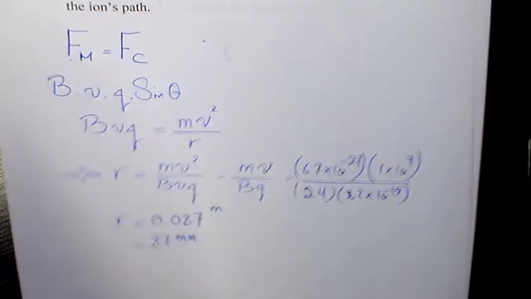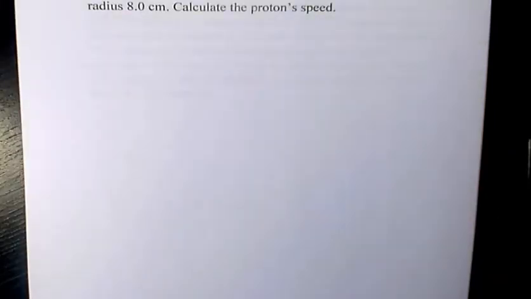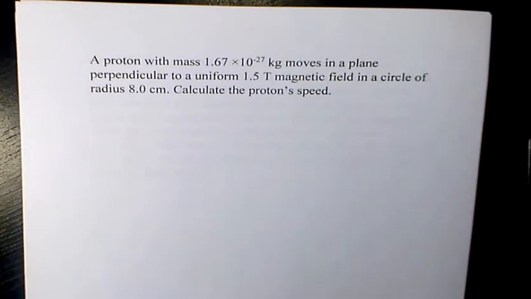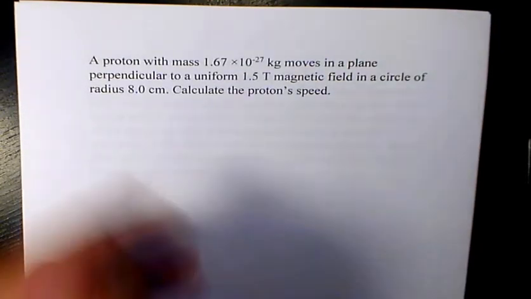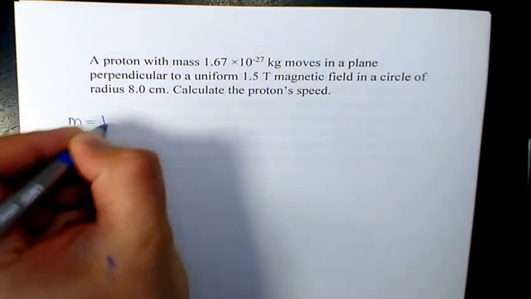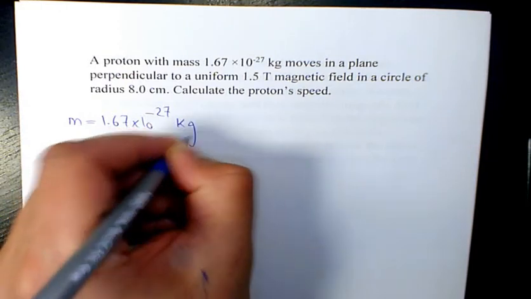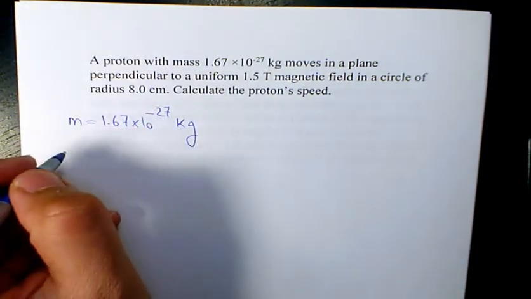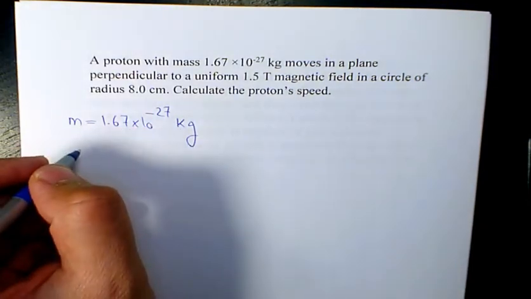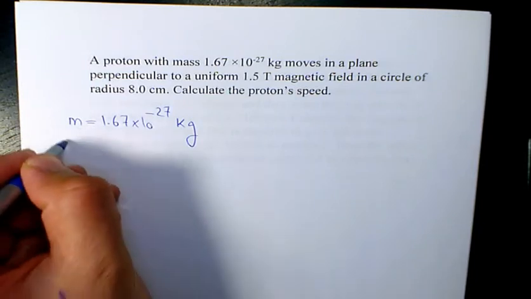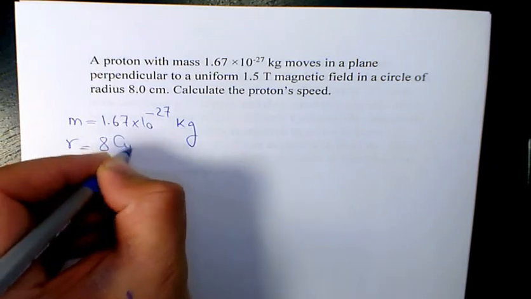Now let's see the next example. A proton with mass 1.67 times 10 to the power of negative 27 kilograms moves in a plane perpendicular to a uniform 1.5 Tesla magnetic field in a circle of radius 8 centimeters. So R is 8 centimeter.